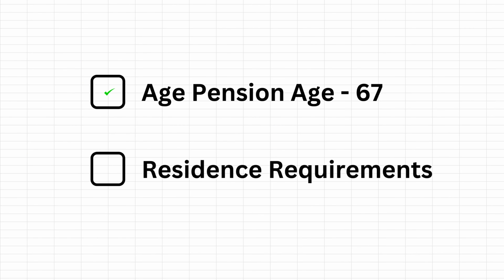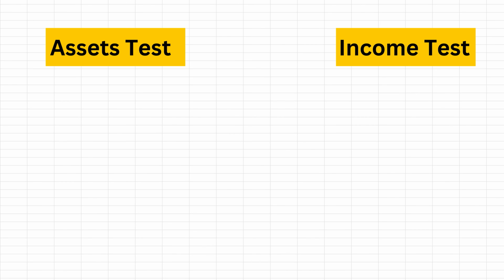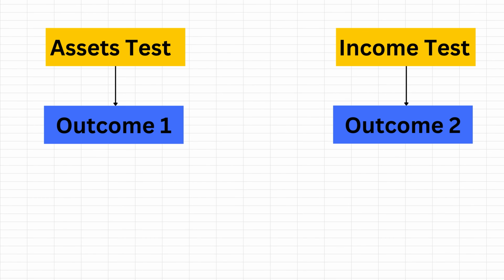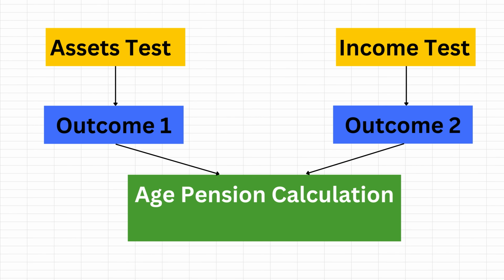Once you meet the age and residence requirements, how much age pension you can get is determined by the assets test and the income test. These two tests work independently, each producing an outcome. The test that results in the lower pension amount will determine your payment, while the other test is ignored. Let's work through an example together.